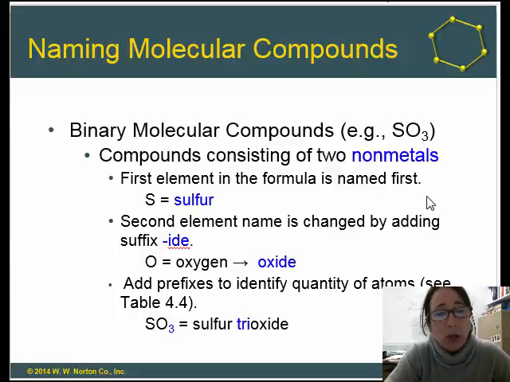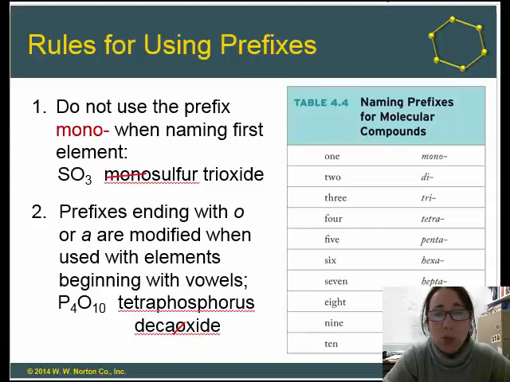Molecular compounds are held together by covalent bonds, which means they're not canceling out charges of oppositely charged ions. So we don't always know what the combinations are going to be. For example, there are half a dozen compounds that form between nitrogen and oxygen. So we use the Greek prefixes to let us know how many atoms are in a molecule. And this is table 4.4 in your text, and it reviews what the Greek prefixes are: mono, one, di, two, etc.